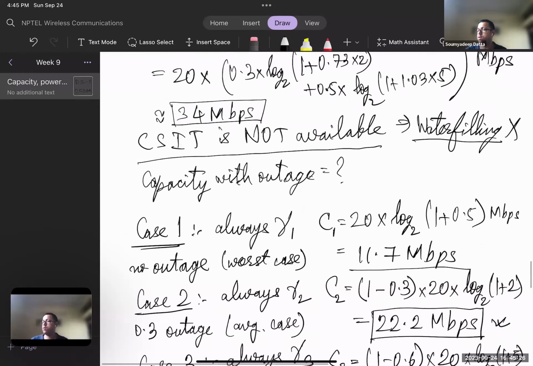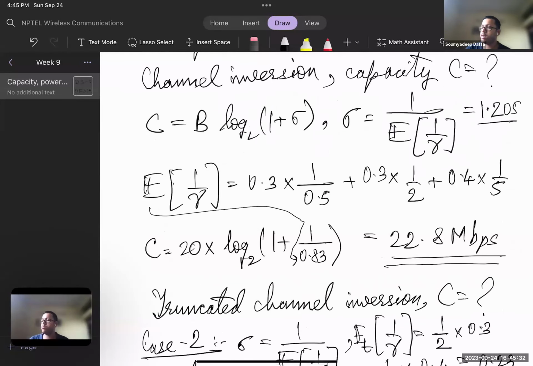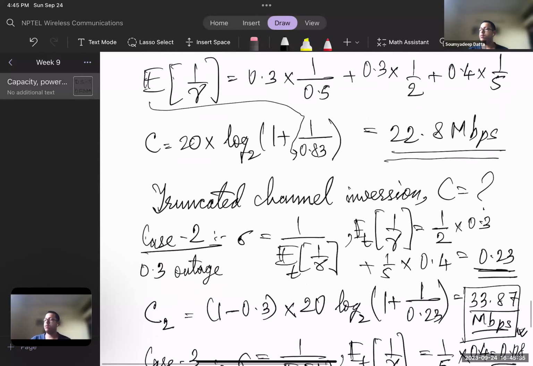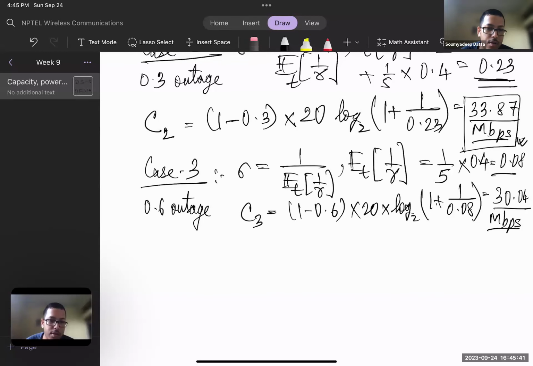So while complete channel inversion may be a bad idea, truncated channel inversion can give pretty good capacity values. So I hope this is clear. Any doubts regarding this problem? So this was actually the crux, the main part of this week's assignment. So yeah, any doubts, because this is the most important.